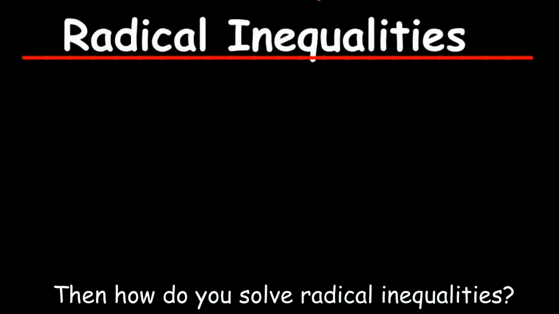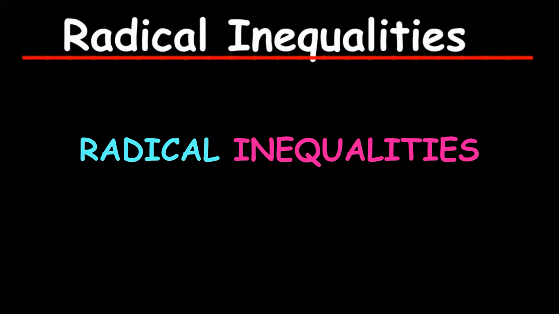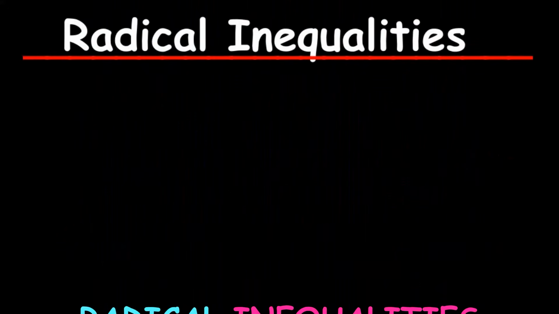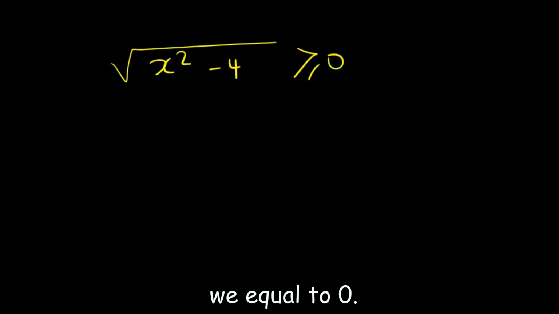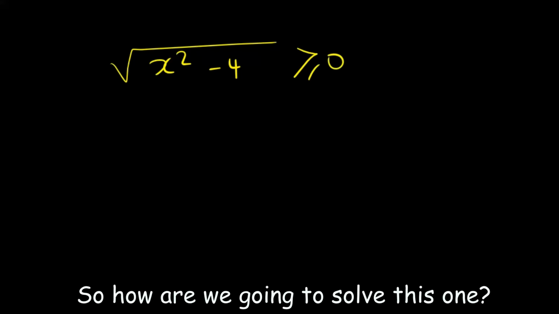Then how do you solve radical inequalities? Okay, we've been solving a lot of radical inequalities since we just started. So an example that we can give is the square root of x squared minus 4 is greater than or equal to 0. So how are we going to solve this one?